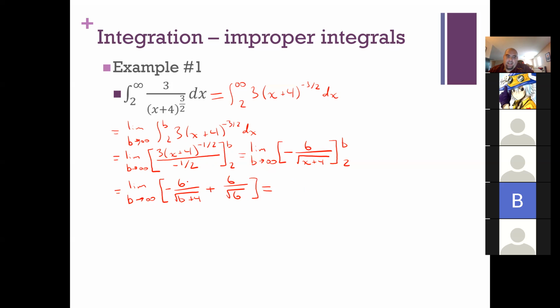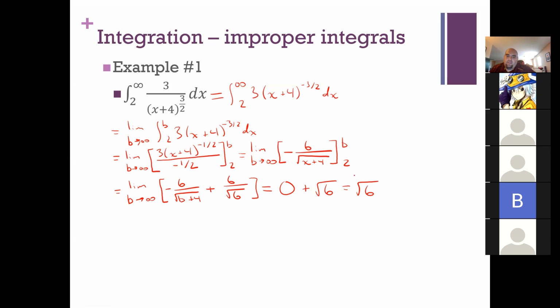So this numerator of 6, what's going to happen to that as b gets very large? All right, chat says it'll get close to 0, and that's exactly right. As b gets very big, the denominator is going to get large with no bound, so that's eventually going to go to 0. And this other term, 6 divided by radical 6, is just going to be radical 6.